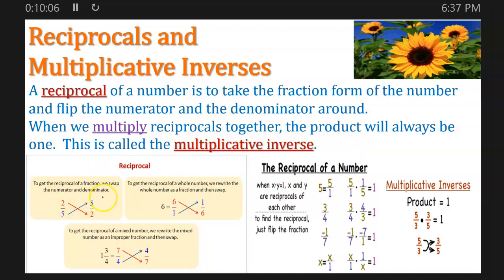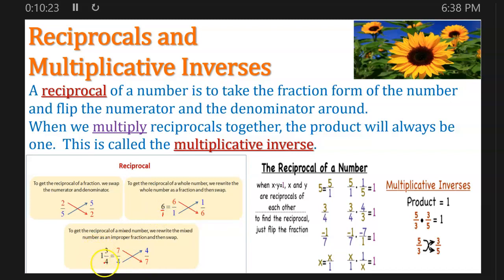Okay, so here are just some examples of reciprocals. 2/5, when you flip it around, becomes 5/2. 6 is the same as 6/1, or 1/6 when we flip it to its reciprocal. Remember, whole numbers, you just place over 1 to turn it into a fraction.